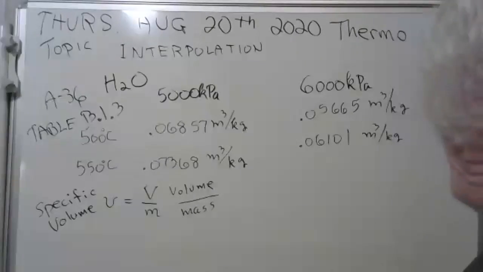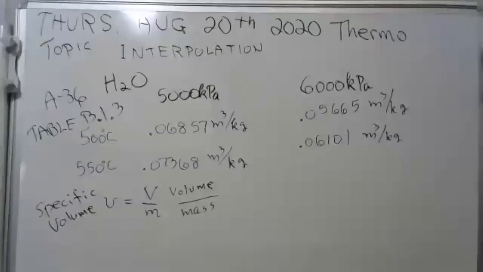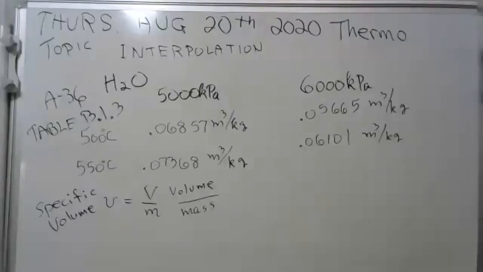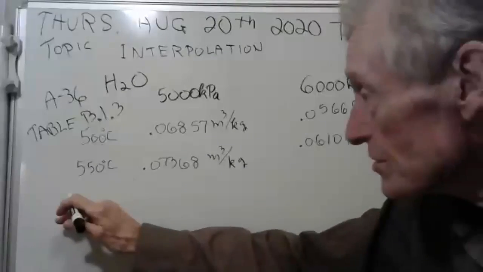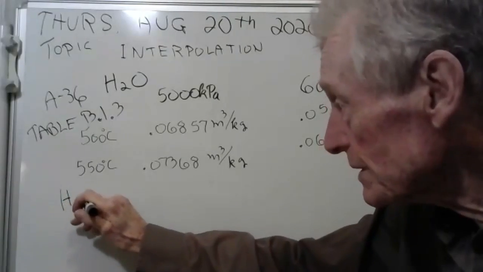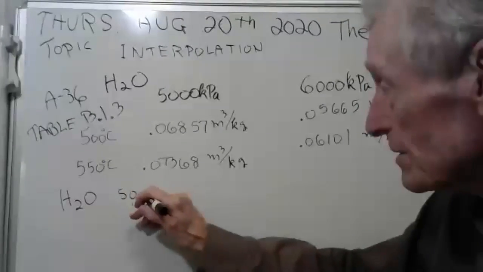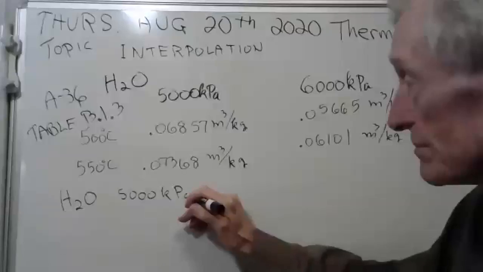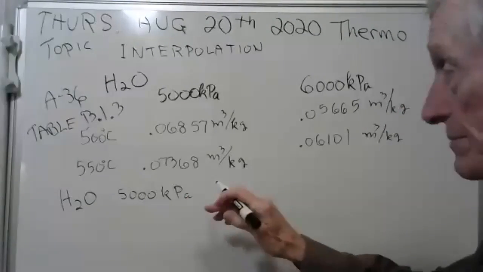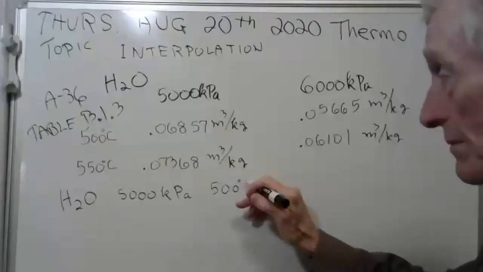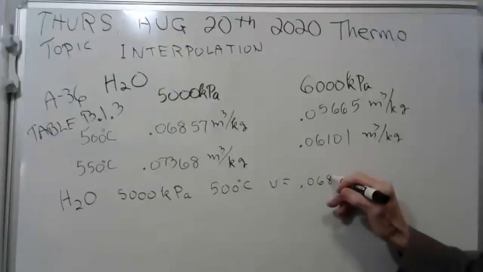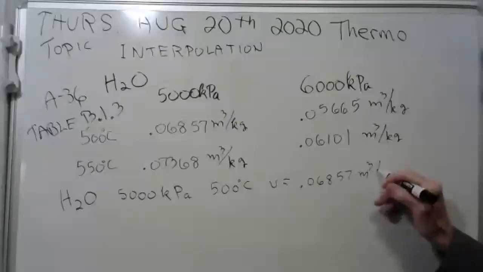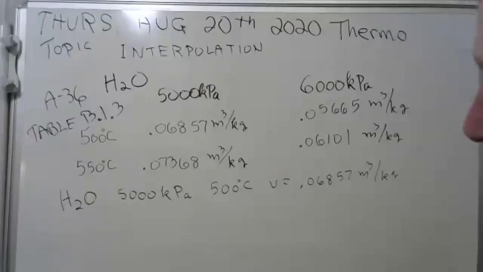Let me show you how to use the tables. Suppose you had water and you knew that you had 5,000 kilopascals and 500 C. Then you could look it up and you know what the V is. It's 0.06857. That was easy.